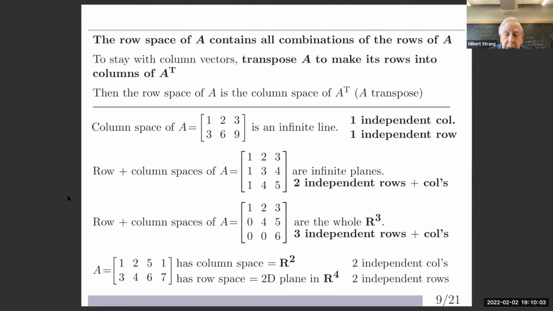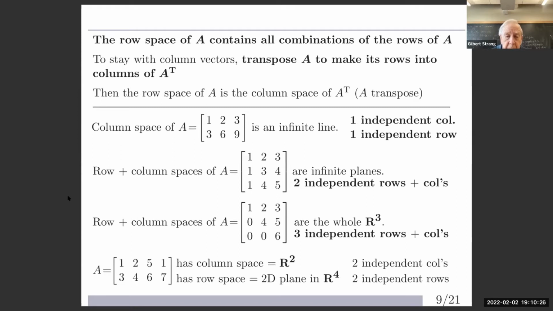Why do I think it is a combination? Because I know the theorem that the number of independent columns, which is definitely 2 there, if it has 2 independent columns, then it will have 2 independent rows. And so somehow only 2, not 3. Okay, so you see the examples.